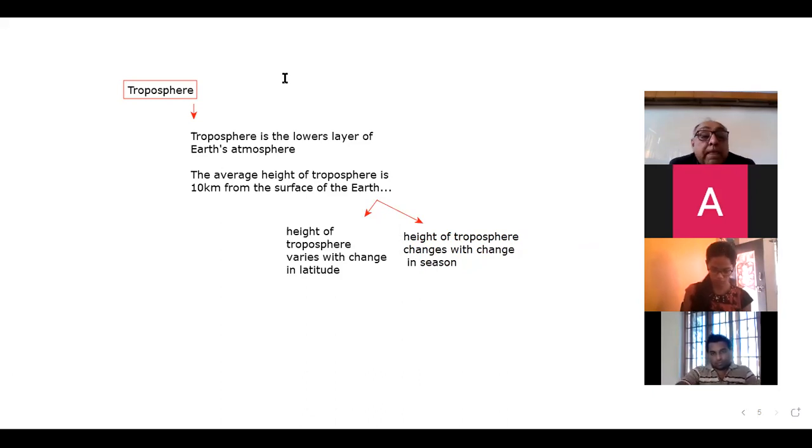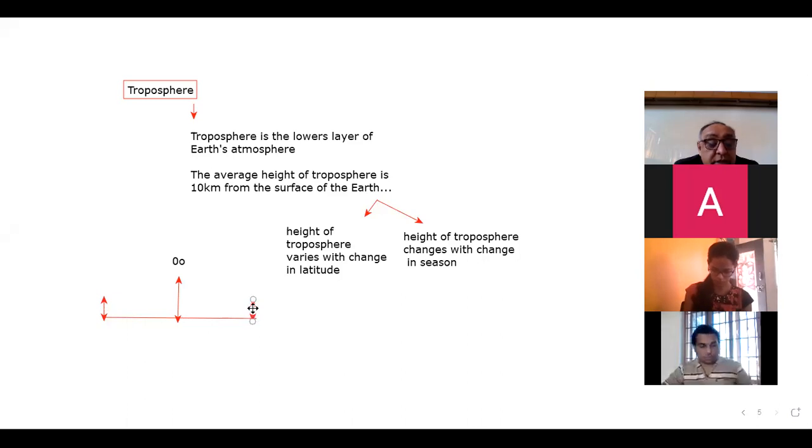Let's suppose this is the surface of the earth, and this is the equatorial line, which we say is the 0 degree line. And this is, let's suppose, the polar line. This is the North Pole, and here is the South Pole.